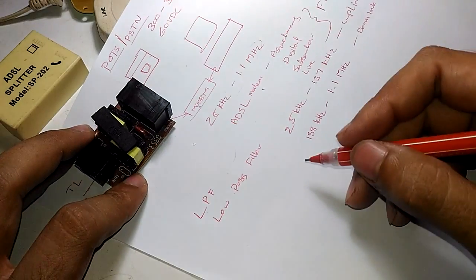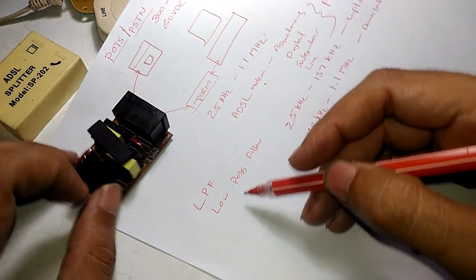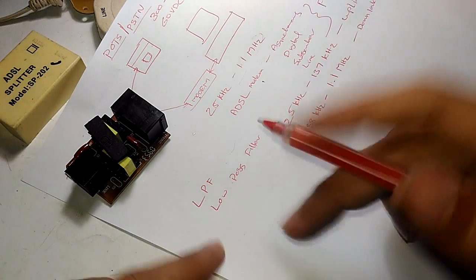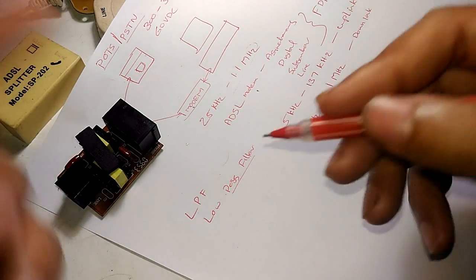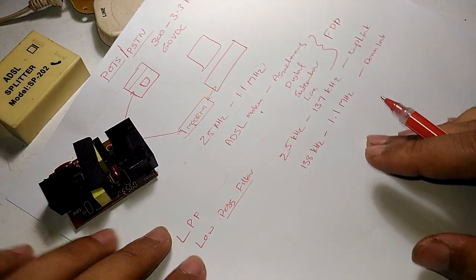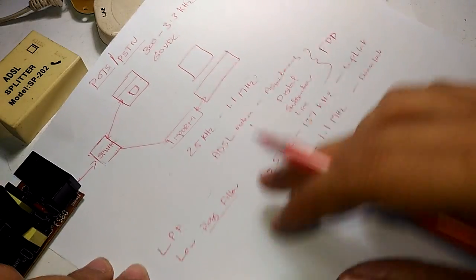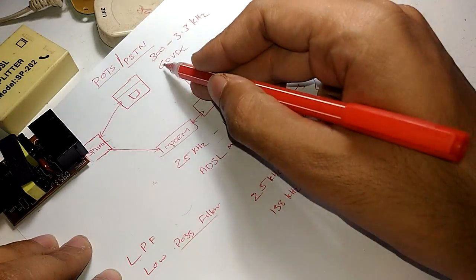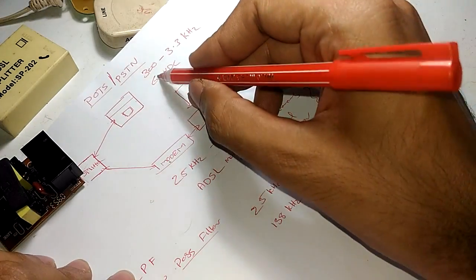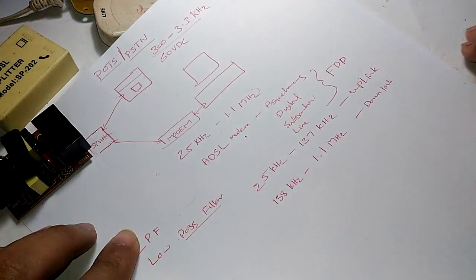Okay, so what it does is, the low pass filter, as the name suggests, passes all the low frequencies and blocks all the high frequencies. So you can now guess what frequency it is going to pass and which frequency it is going to block. And you guessed it correct. The pass frequency is the 300 to 3.3 kilohertz frequency.